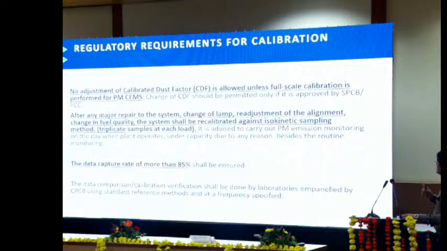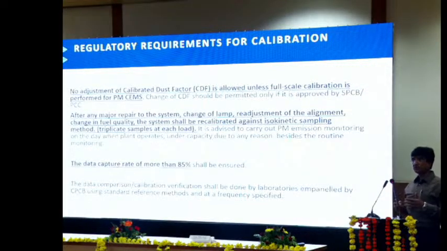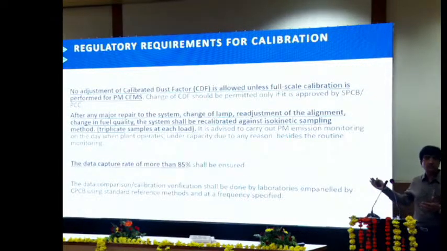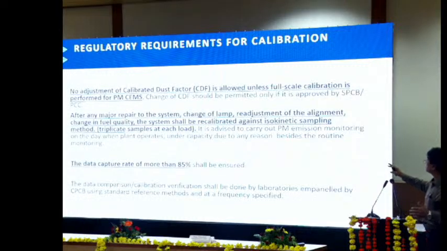It is advised to carry out PM emissions monitoring on the day when the plant operates under capacity due to any reason besides the routine monitoring. As you said about the 3 points, so one point is once you are running it regularly. The other point you can take is when the plant is running under capacity or probably under shutdown, whatever may be the reason, you can then perform the test just to see and ensure that the CDF, that dust factor which you have calculated, is more or less in the same path which you are looking for.